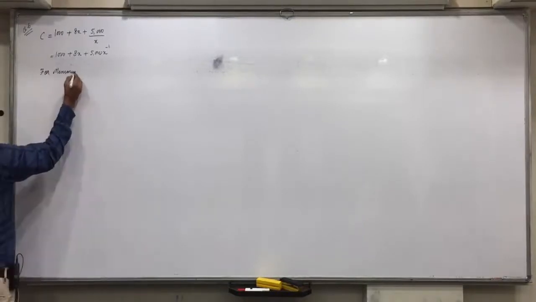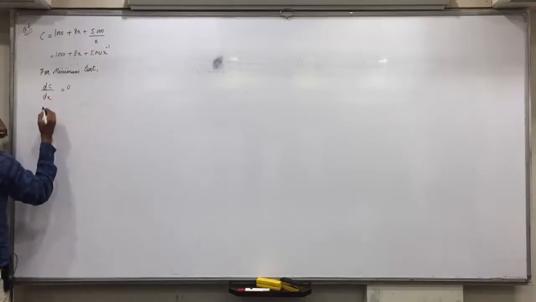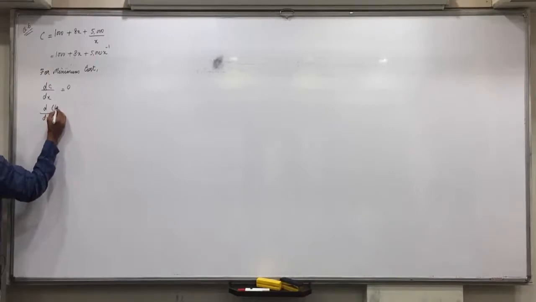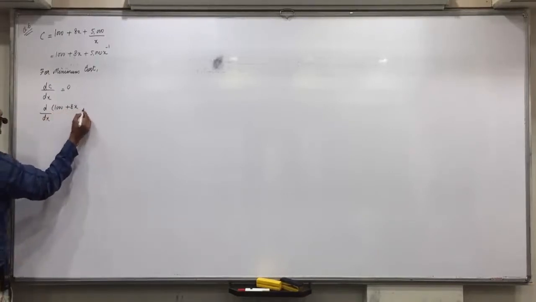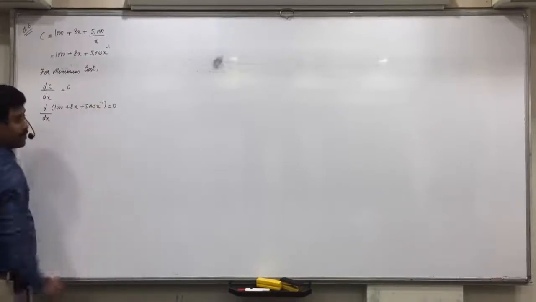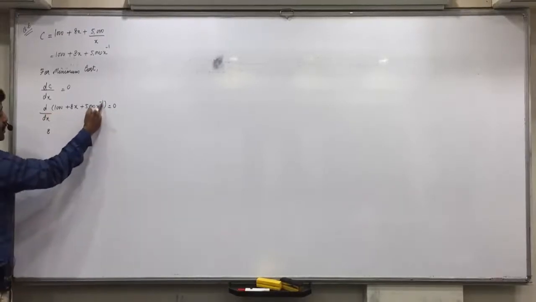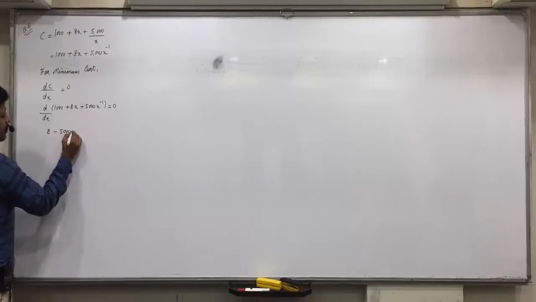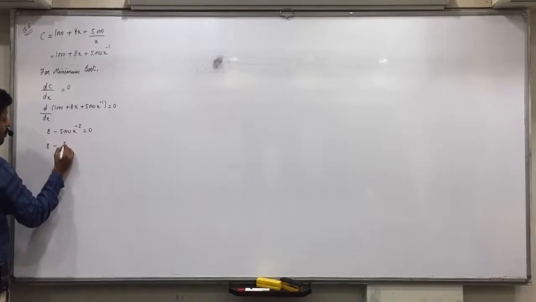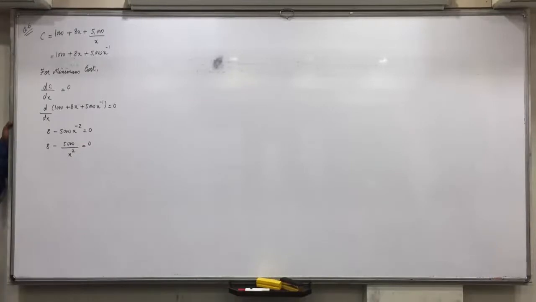Now, for minimum cost, dc upon dx must be equal to 0. So d upon dx of 1000 plus 8x plus 5000 x raised to minus 1 must be equal to 0. 1000 will become 0, 8x will become 8, 5000 into minus 1, x raised to minus 2. Now minus 2 means again you bring it back in the denominator, so x square. Any doubts up till here? Raise your hand.